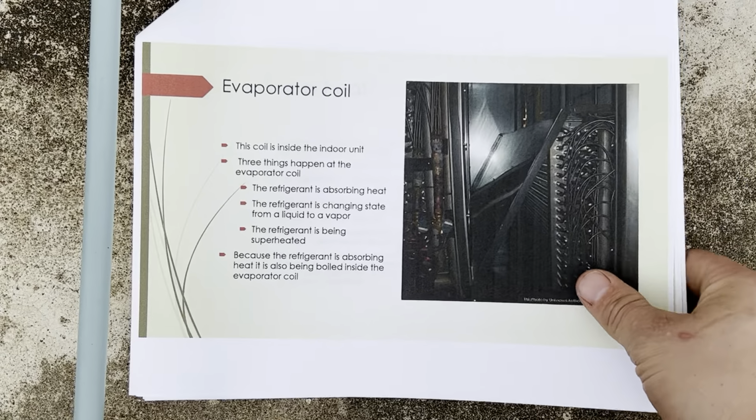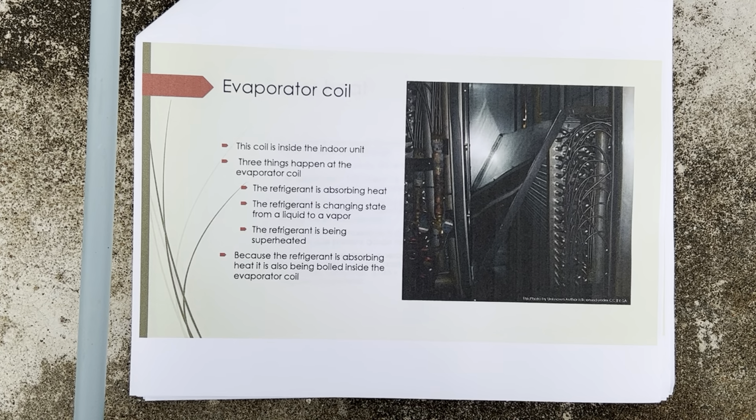Evaporator coil. This coil is going to be inside the indoor unit. If you were to open up your indoor unit, if you have a split system in a crawl space, open up that door. If you see a coil in there, that's going to be your evaporator coil. Three basic things happen at the evaporator coil. In the evaporator coil, the refrigerant is absorbing heat.